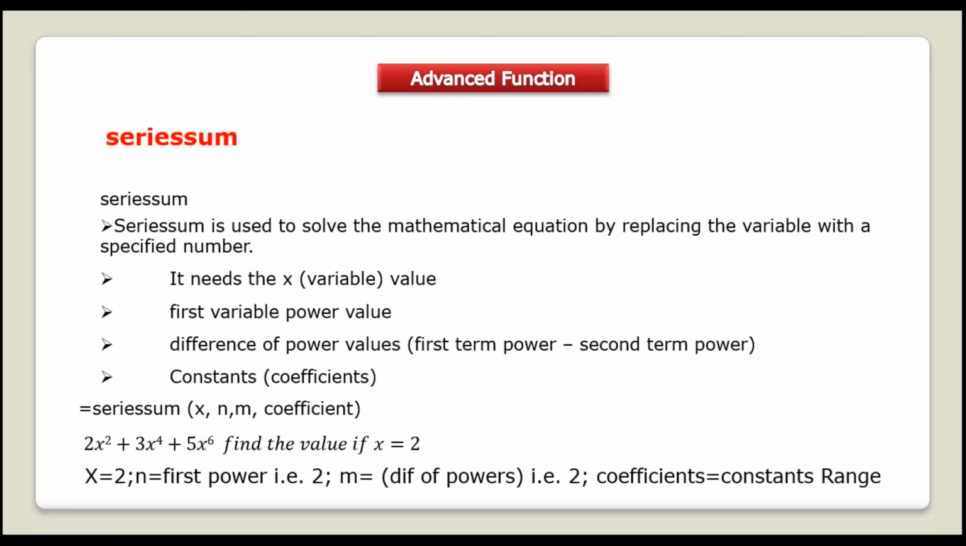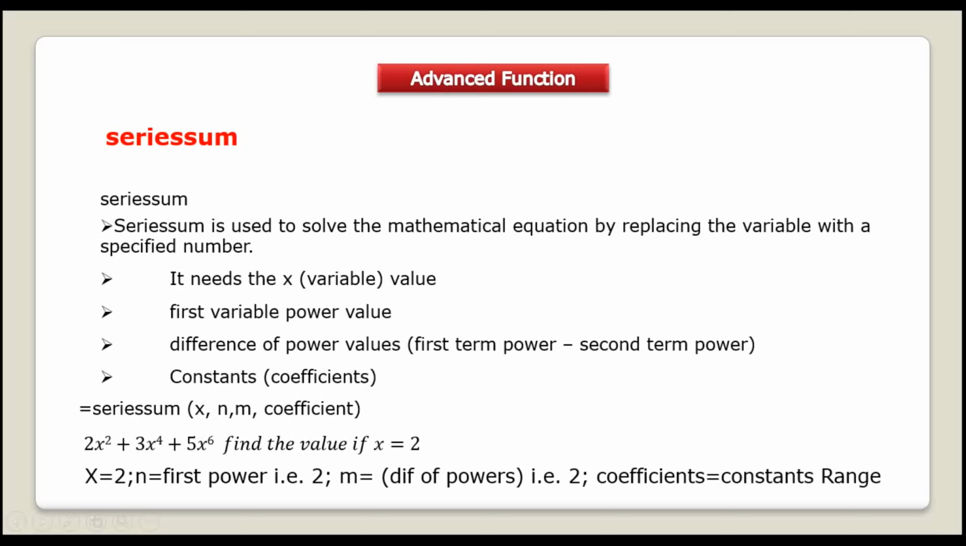Okay, suppose you have an equation like 2x square plus 3x power 4 plus 5x power 6, and you need to find the value of this equation when x is equal to 2. Then you can easily apply this. The x of the series sum is nothing but 2, because the x value is 2.